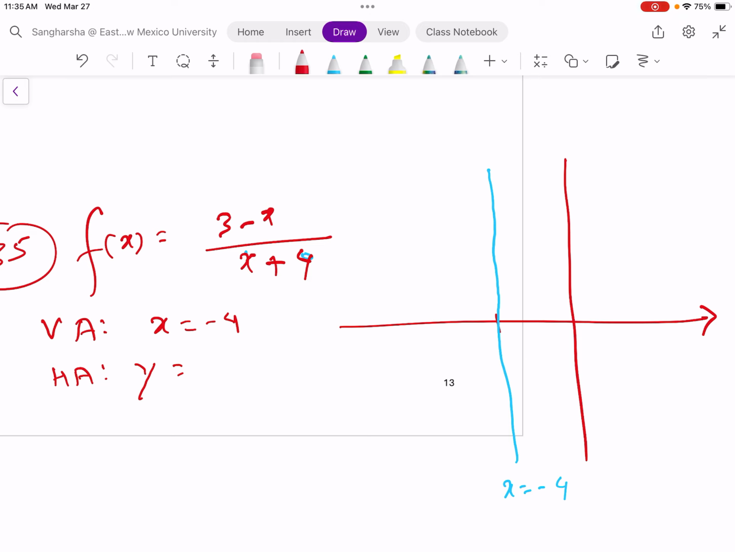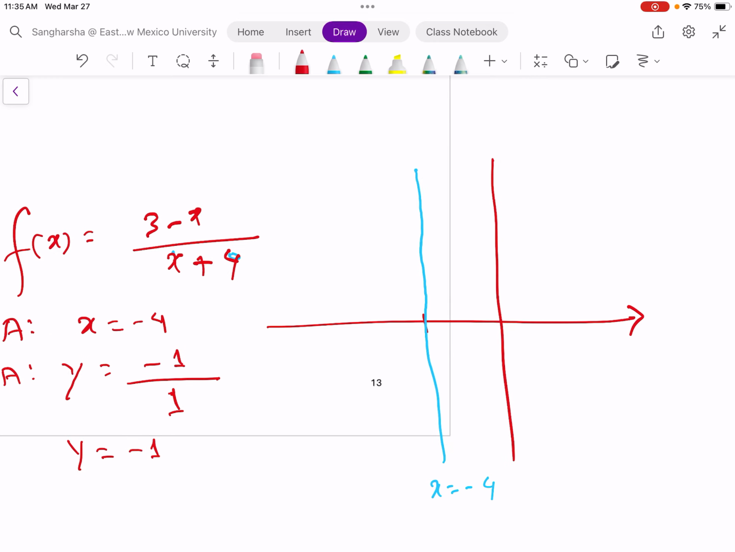The leading term is the term with the highest degree. So which one is the leading term? Negative x. And what is its coefficient? -1. So -1 divided by the coefficient of the leading term in the denominator. In the denominator, x is the leading term and its coefficient is +1. So y equals -1 is the horizontal asymptote.